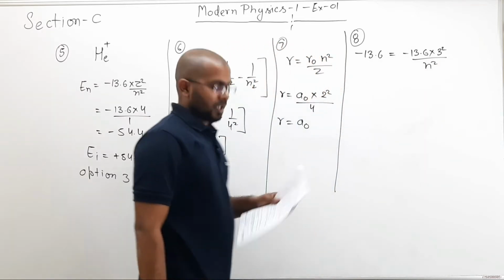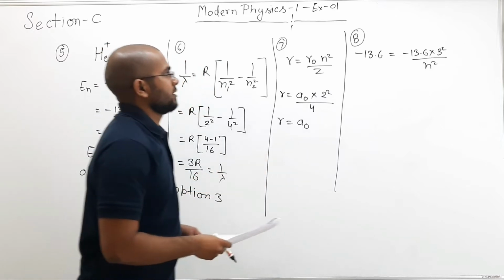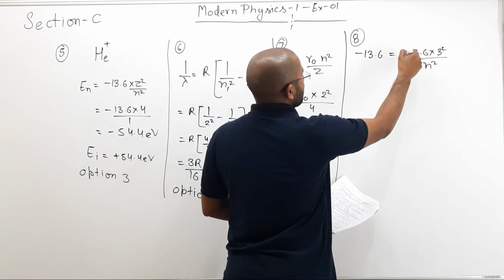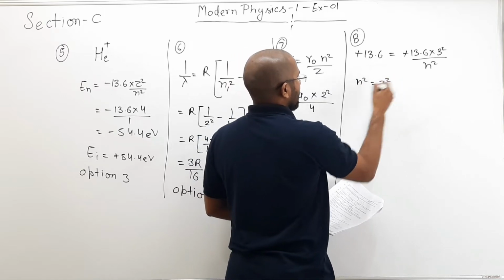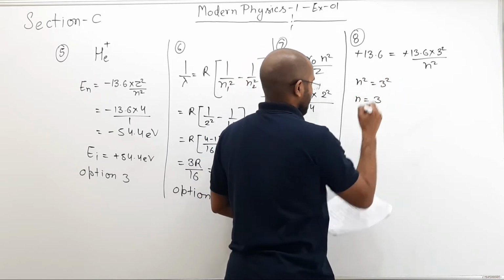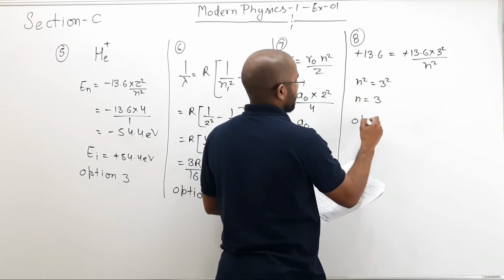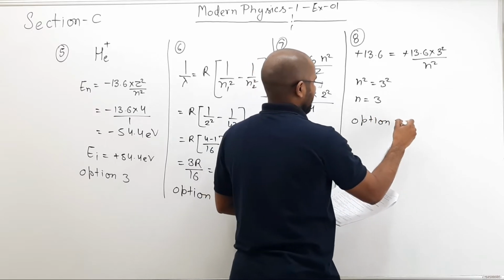Like this. So they are asking the value of n. So 13.6 cancels, minus minus plus. So n square equals 3 square, n equals 3. So your option is also 3. Option 3 is the correct choice.